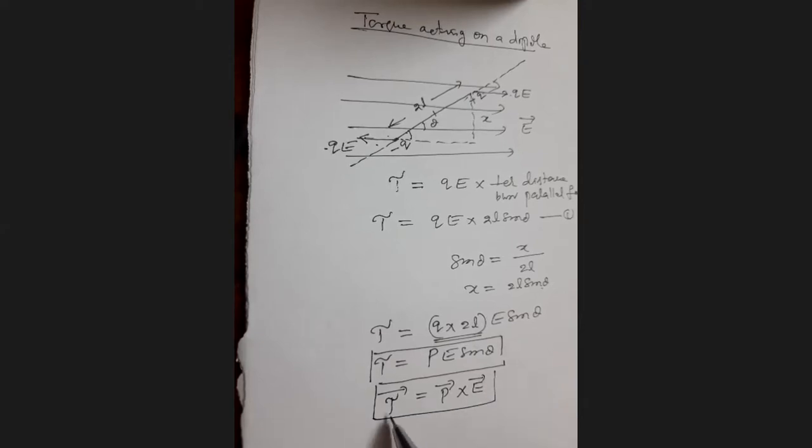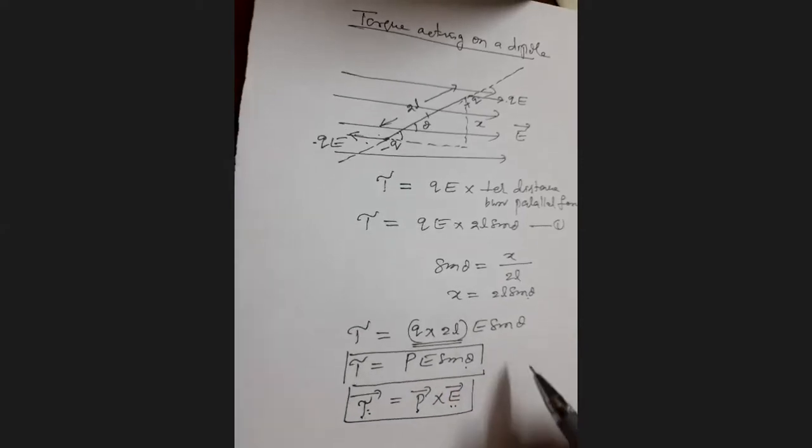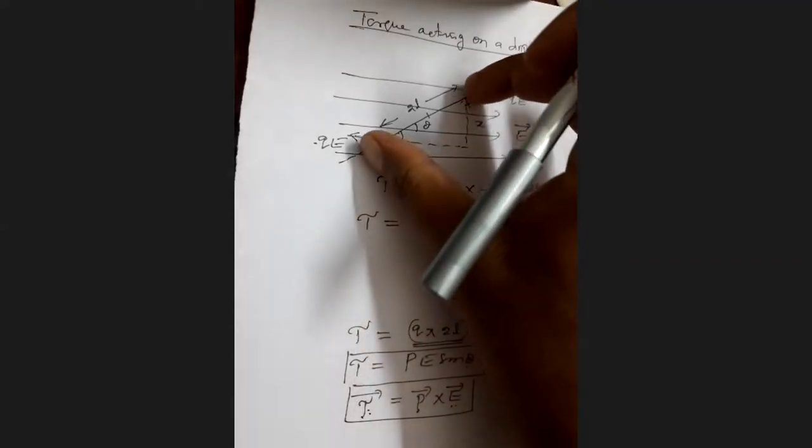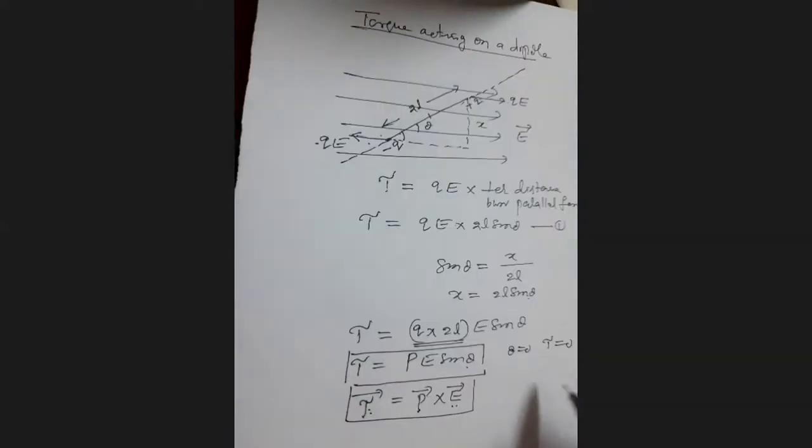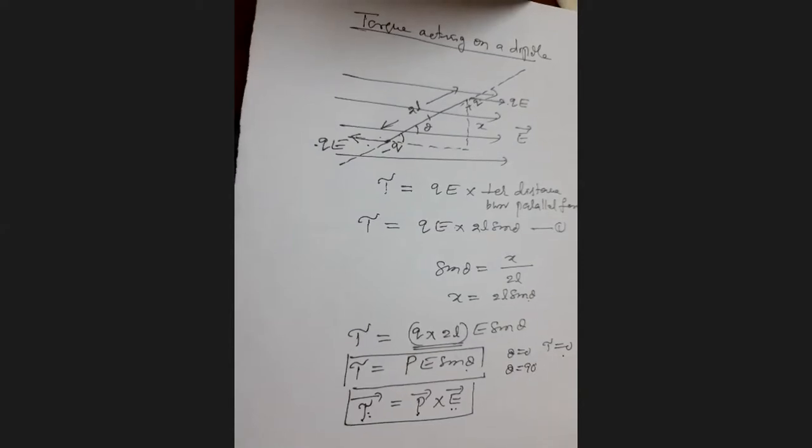That means the torque acts perpendicular to both P bar and E bar direction. Of course, when theta equals 0, sine 0 is 0, then you will get tau equals 0. That means when the dipole is parallel to the field direction, it doesn't experience any torque. When theta equals 90 degrees, sine 90 equals 1, then maximum torque acts on the dipole.